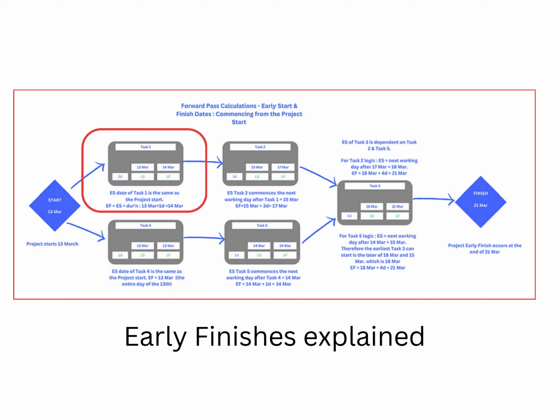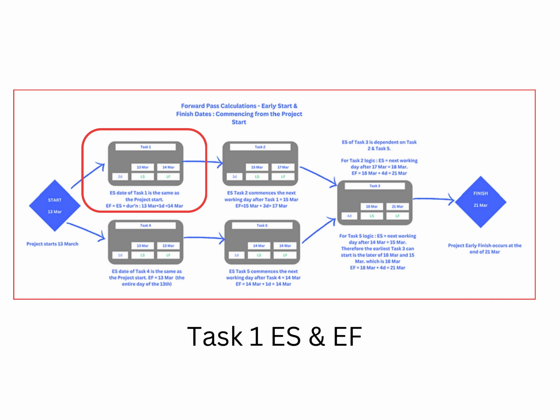The final calculation is for the earliest completion time for the project. This is calculated in the same way as the early start date. Let's start the forward pass calculation for determining the early dates. For task number 1, the early start is the same as the project start date. The early finish is equal to the early start date plus the duration of task 1. In this case, the early finish is equal to the 13th of March plus 1 day, equaling the 14th of March.